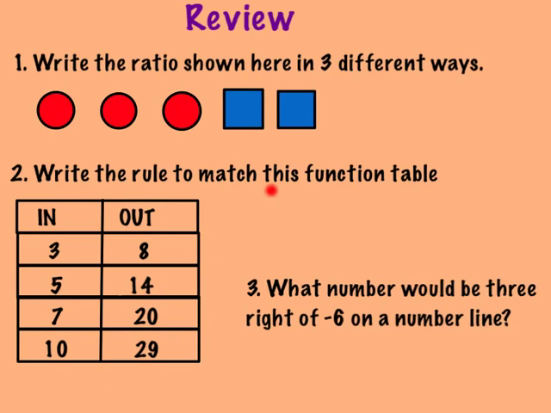Write the rule to match this function table. This is called a function table. It is not called a magical monster number machine table. So you're going to write the rule to match it. And what number would be 3 right of -6 on a number line?